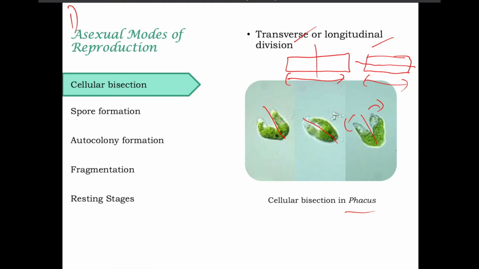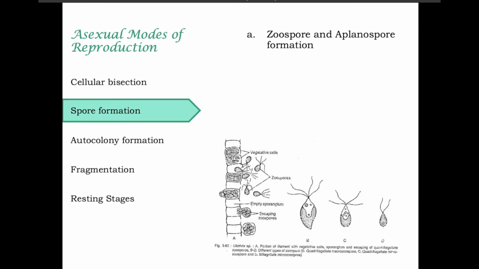Another example would be, again, Euglena. Euglena also uses cellular bisection, with the new flagella forming when they bisect. So usually cellular bisection is for unicellular organisms. Okay, next would be spore formation.